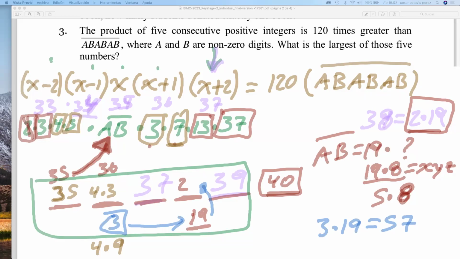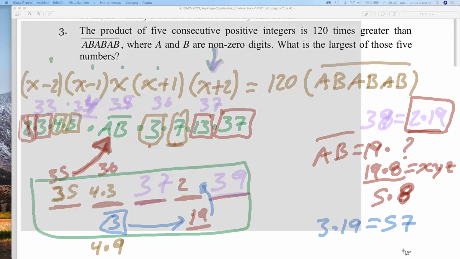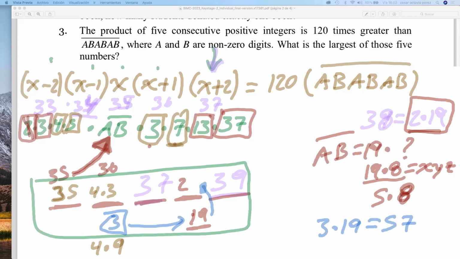And so let's get back to the question. What is the largest of those five numbers? 39. Yes. Okay. Well, I don't know, but I like those kind of problems. First, we don't know what we are going to do, so we need to explore a little, and we need to transform the problem. I think that it's a beautiful problem. I don't know if you like those kind of problems.